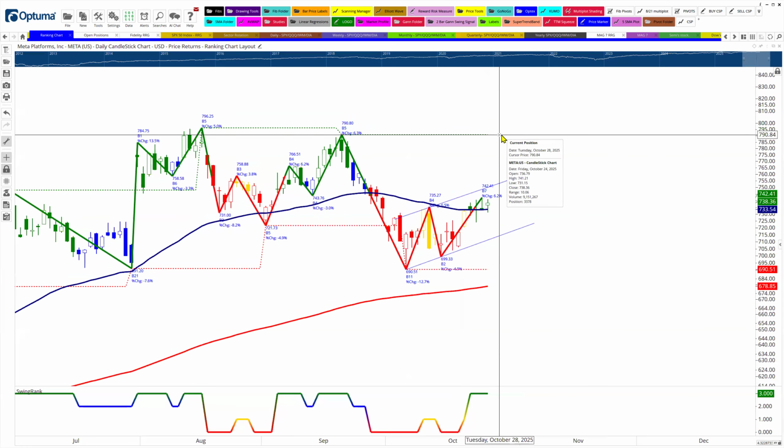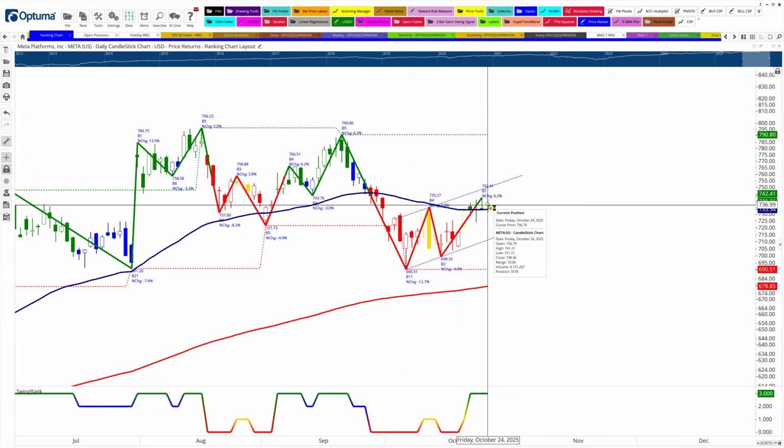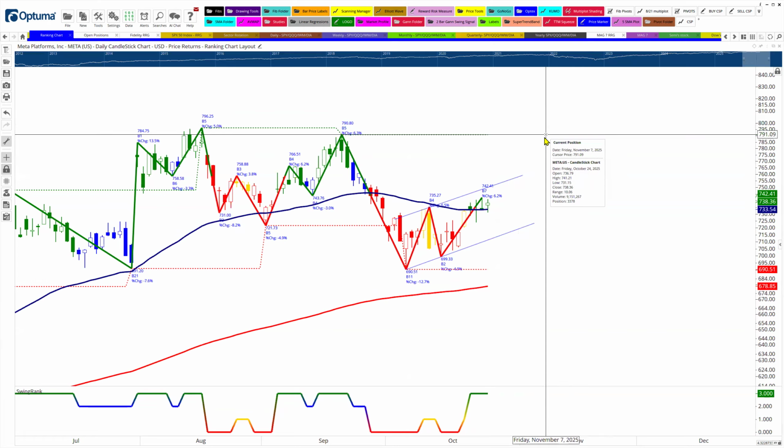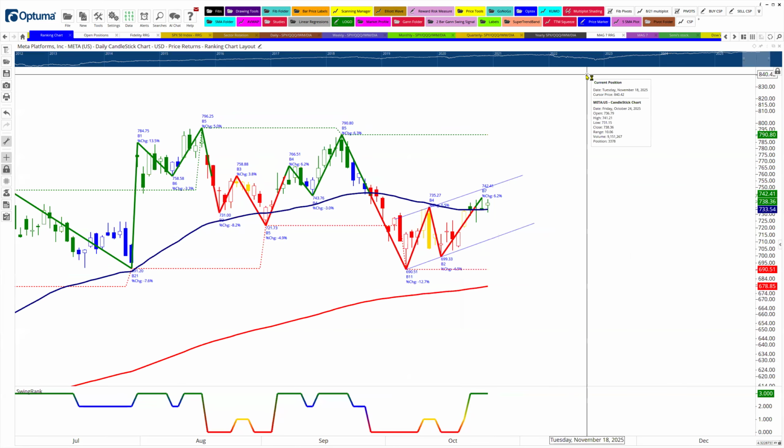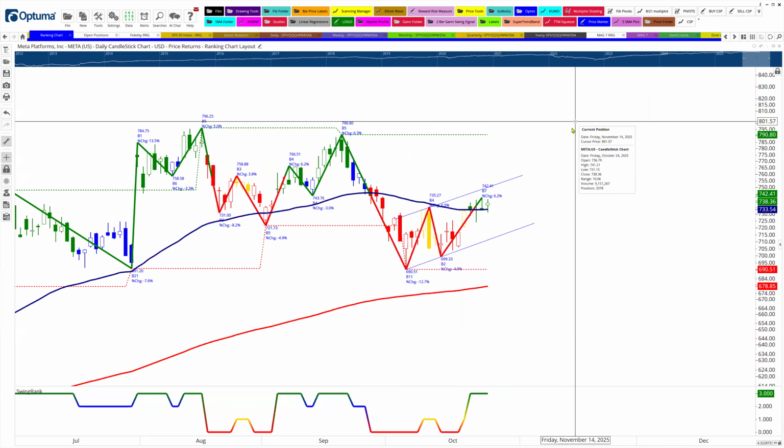So the upside bet on this one will be 790. You want to have the price make a higher high. If that's the case, then we're going to rip to the upside. That will all be based on how they report.